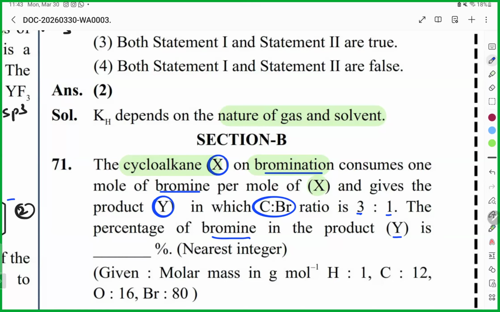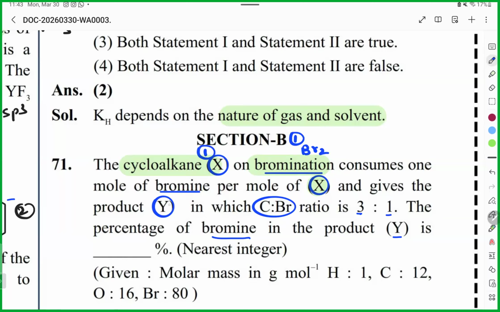Cyclohexane should consume one more. Cycloalkane. Bromine mass is given when you do bromination. It consumes 1 mole of bromine per mole of X compound. If you take 1 mole of cycloalkane, 1 bromine will be consumed. So only Br2 will be added, because bromination means Br2, and for 1 mole of this, 1 mole of Br2 will be added.